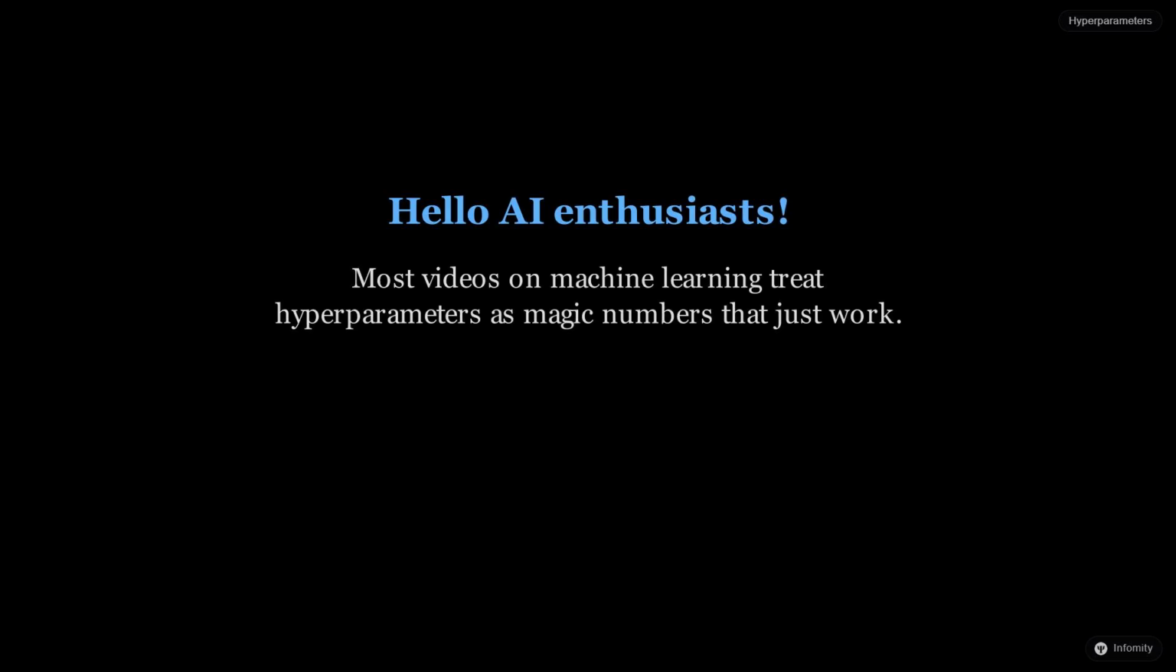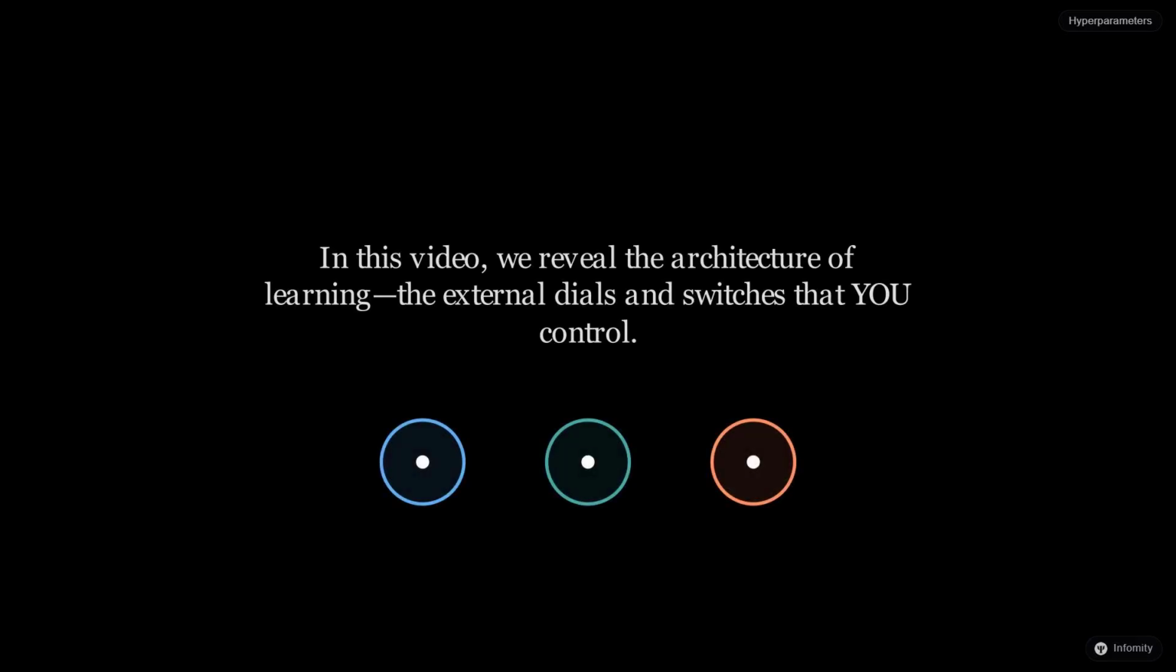Most videos on machine learning treat hyperparameters as magic numbers that just work. In this video, we want to show something different. The architectural blueprints that define how your model learns before a single piece of data is even processed.